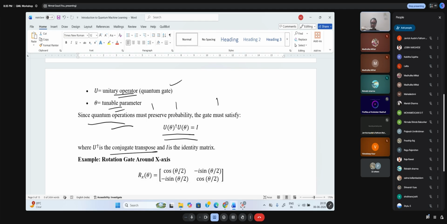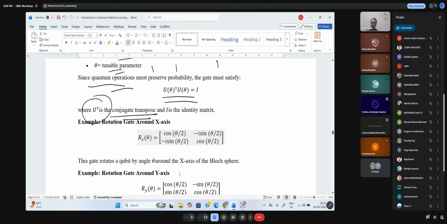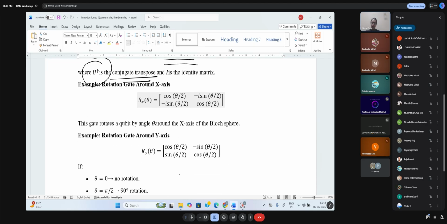Okay, so this is a transpose. U theta transpose U theta should be an identity matrix. For example, we are going to take a rotation matrix: cos theta by 2, minus i sin theta by 2, minus i sin theta by 2, cos theta by 2. So this gate rotates a qubit by an angle theta around the x axis in a Bloch sphere. Rotation is happening about the x axis.